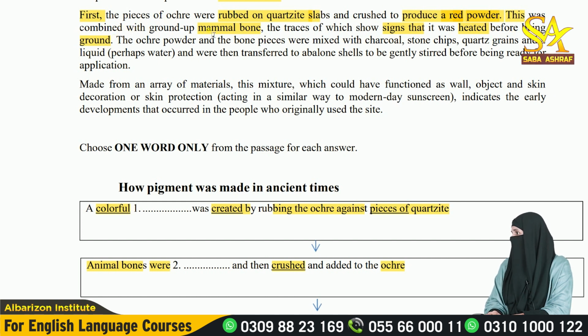The pieces of ochre was rubbed on quartzite slabs and crushed to produce a red powder. This was combined with ground up mammal bones, the traces of which show signs that it was heated.